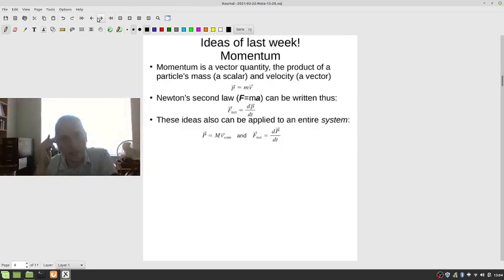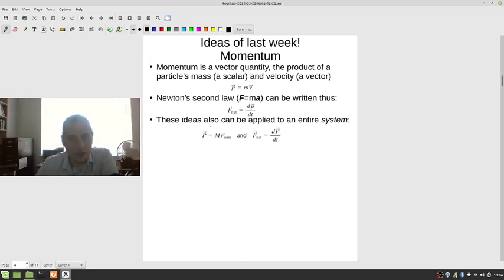Okay, so today we're not going to do a whole lot of new stuff. We're just going to go over some ideas from last week. Remember that momentum is a vector, so it can have a sign. It's almost like velocity, but it has an extra mass component. So the bigger your mass is, the more momentum you have.